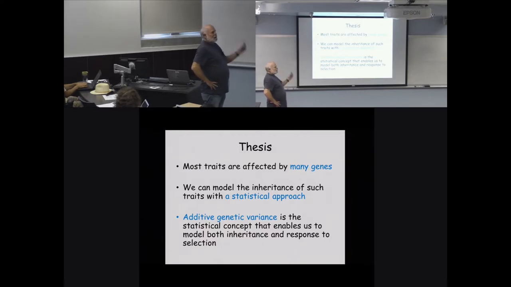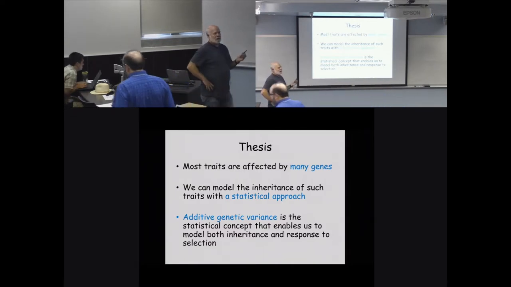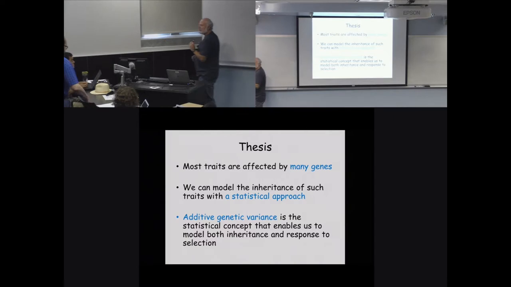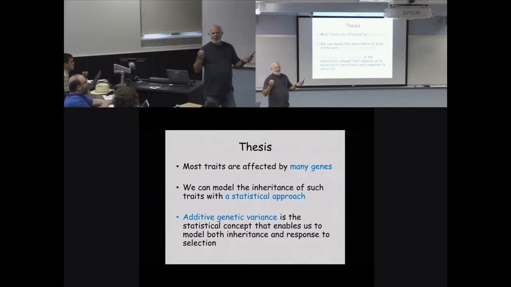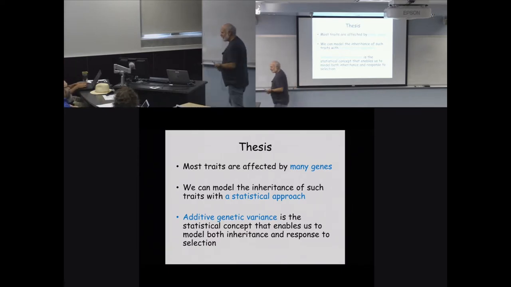Picking up the theme from last time and continuing on through the course, we're going to focus on the fact that we can model inheritance, like so many other things we'll talk about, with a statistical approach, with statistical models. Dropping out of that statistical approach is this idea that a particular kind of genetic variance, in particular additive genetic variance, is the concept that enables us to model both inheritance and response to selection. And that's our big takeaway message from today. Not VD, which in this class is dominant variance, but VA, additive genetic variance.